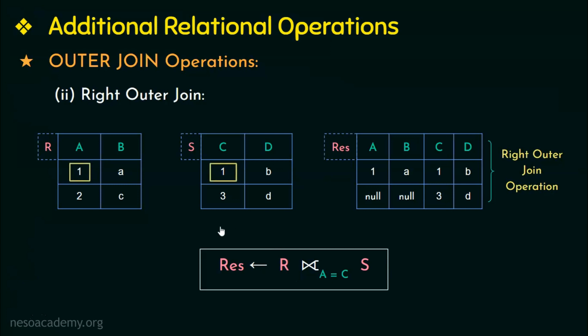So here we see that there is only one tuple that satisfies the condition, so that tuple will be displayed in the output. This tuple does not satisfy the given join condition, hence it will not be displayed in the result. Instead, it will be filled or padded with null values. So that's about the second type of outer join, the right outer join.